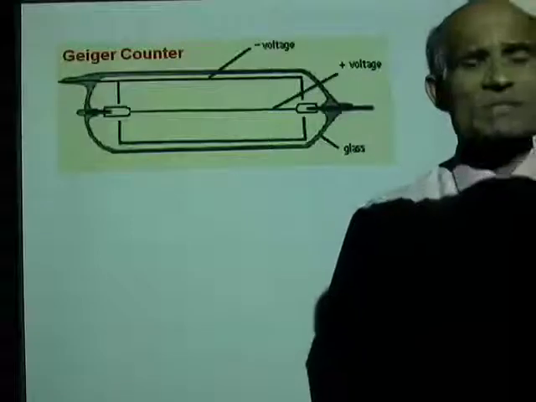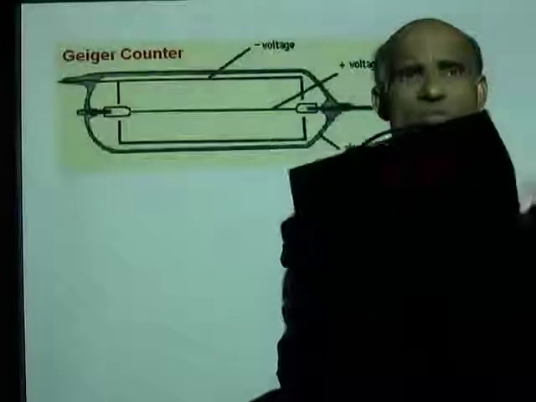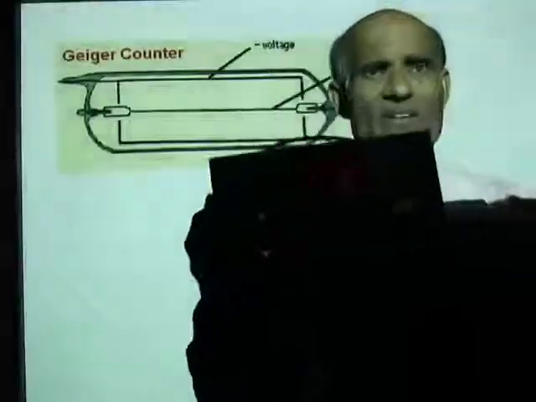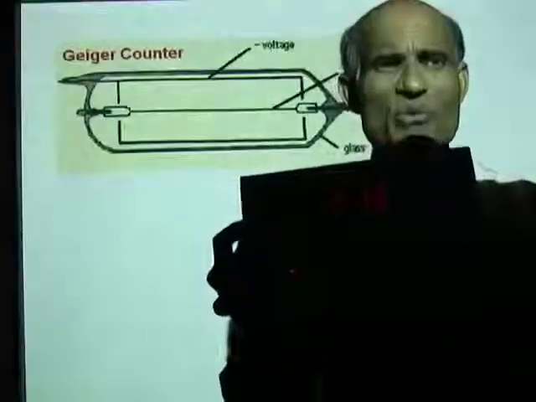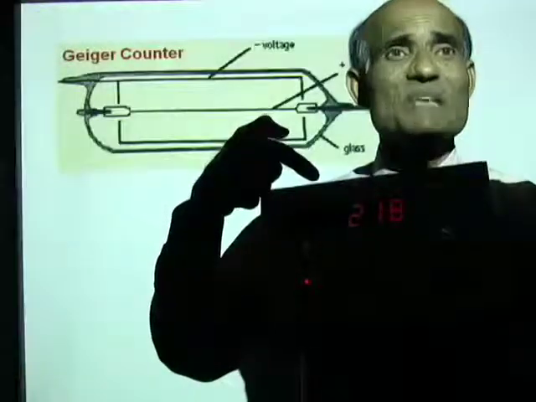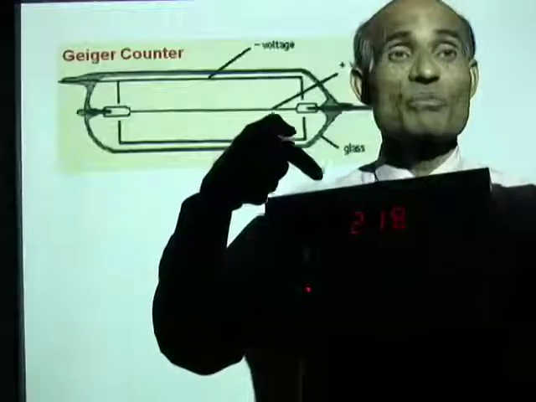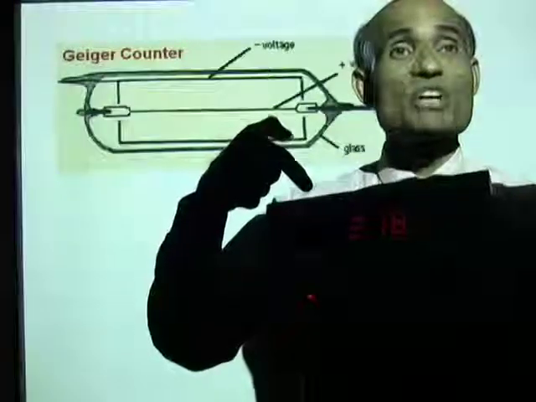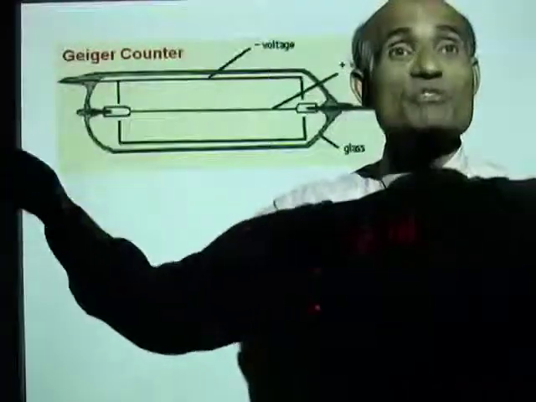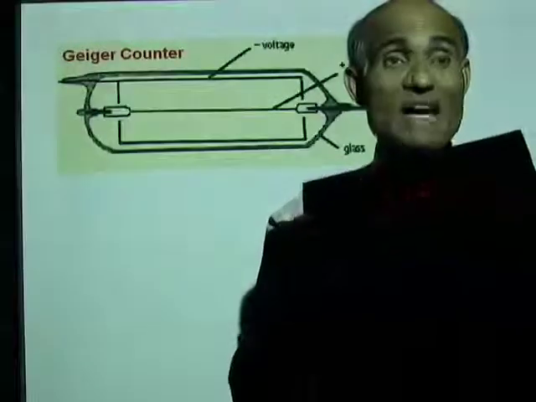Now, here is the scalar that will count that. Let me see if I can show that to you. There is the scalar. It actually has a number in it, and that's the number of radiations that have been detected since I started this lecture. In this room, 218 radiations have been detected. That means there are stray radiations all around us, isn't it? And this is a Geiger counter.